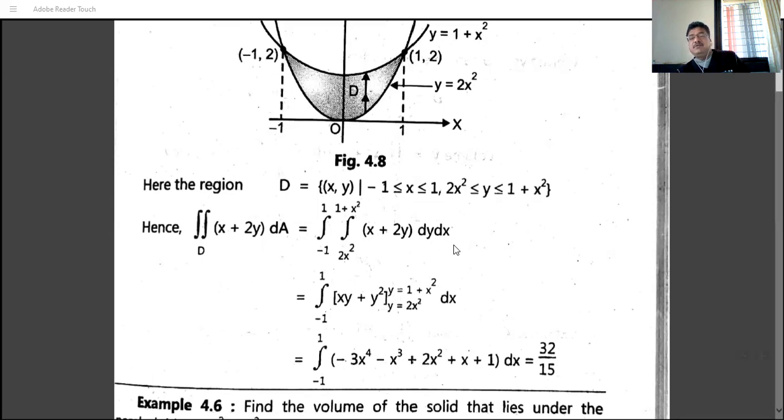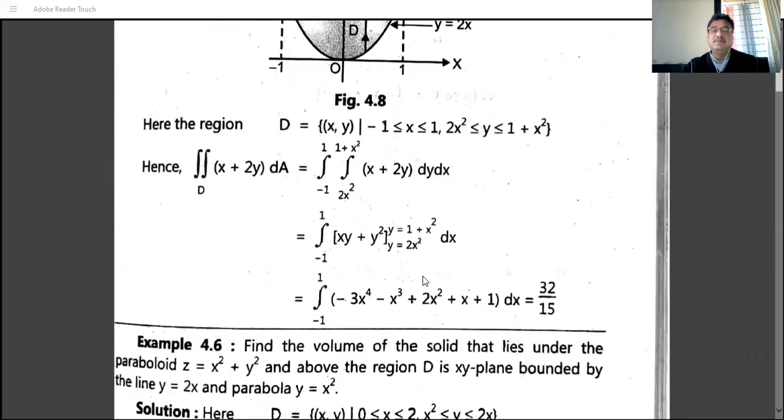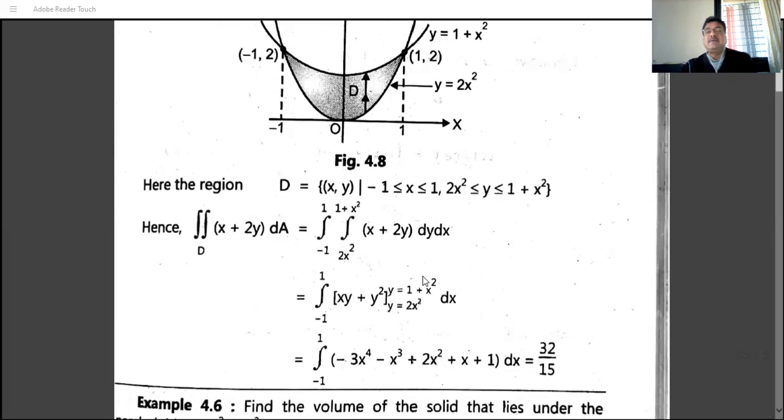So we can also integrate this with respect to x first and then with respect to y. In order to integrate with respect to x, what are the limits? The limit of x is minus root y by 2 to plus root y by 2, and the limit of y is 0 to 2. Okay, so in both procedures, we have the same answer.